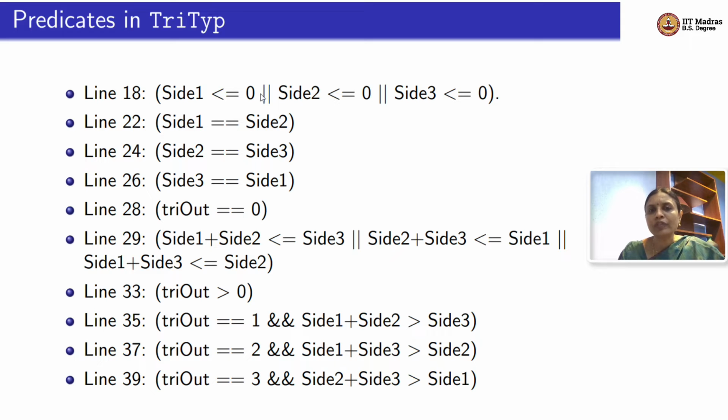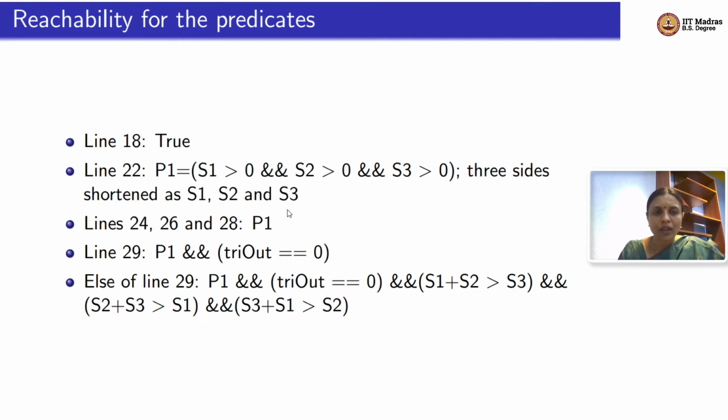Line 18 says one of these sides is less than or equal to 0. So line 22 is the opposite of that. Just to fit it into one slide, I have abbreviated side 1 as S1, side 2 as S2 and side 3 as S3. Please remember that. Similarly, for lines after 22, lines 24, 26 and 28 are immediately reachable. So this reachability condition P1 is true for lines 24, 26 and 28 also.